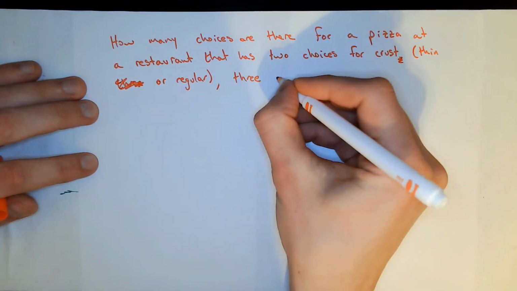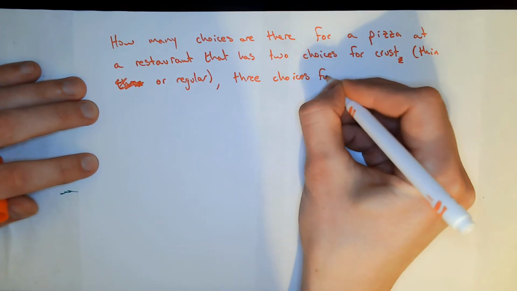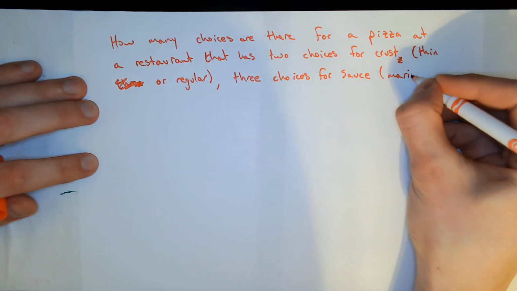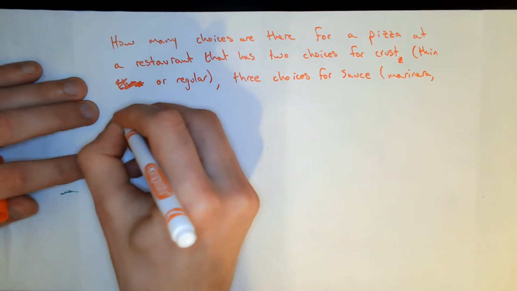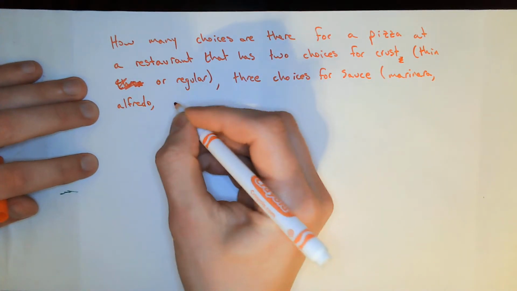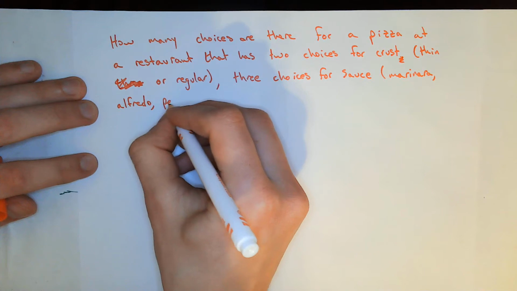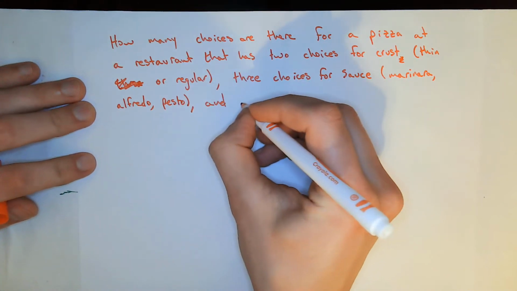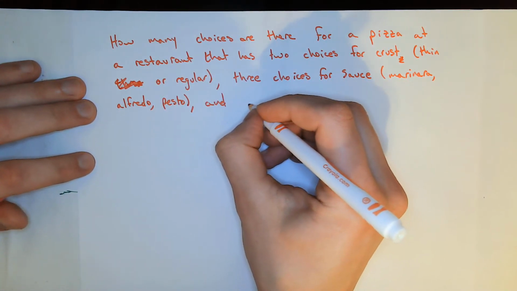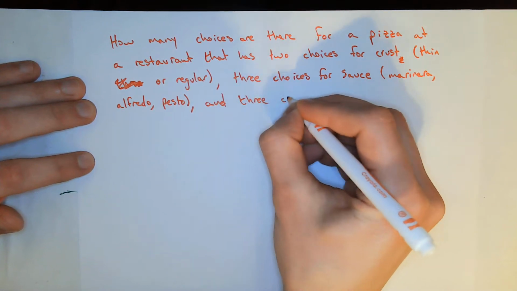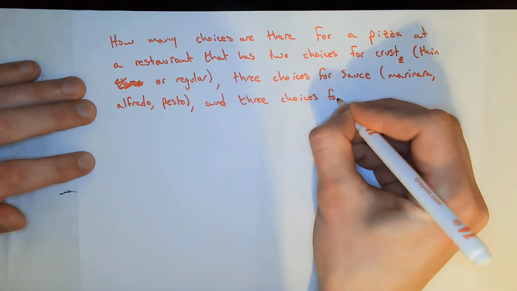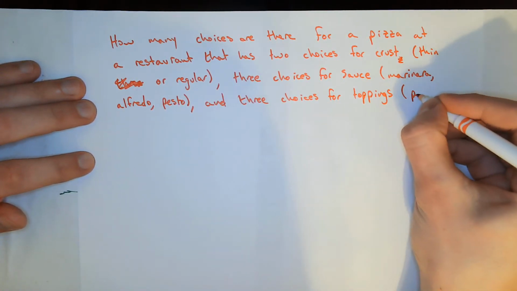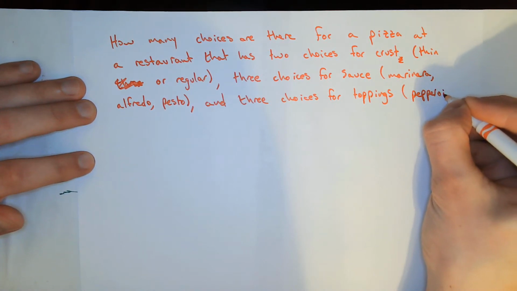3 choices for sauce. Say we'll just say like the red sauce. We'll just call it marinara, Alfredo, or pesto. And let's keep it simple. Let's say I don't want to make it too much. Let's just say 3 choices for toppings. And let's make it pepperoni. Oops, pepperoni.